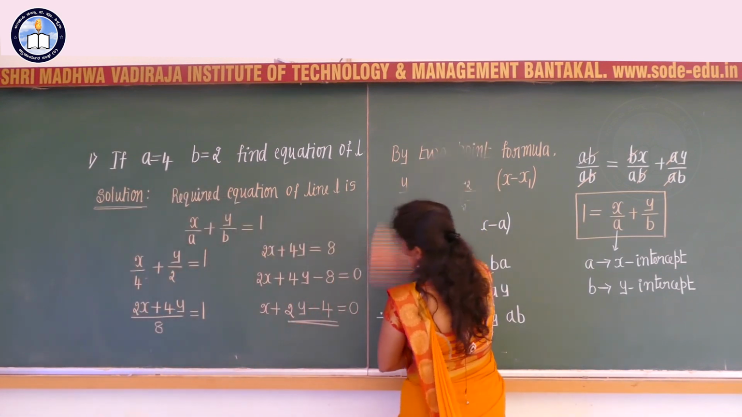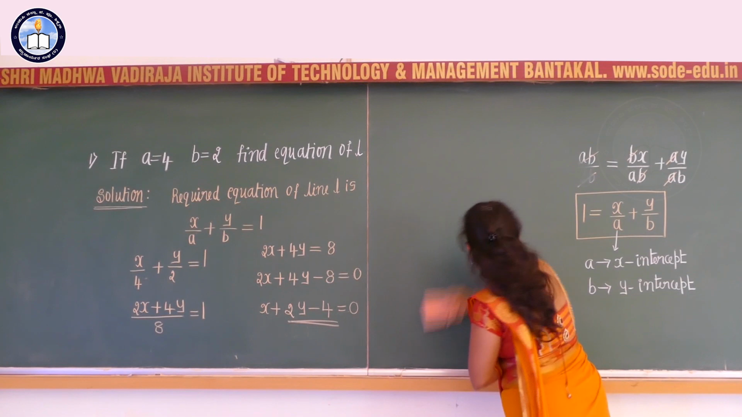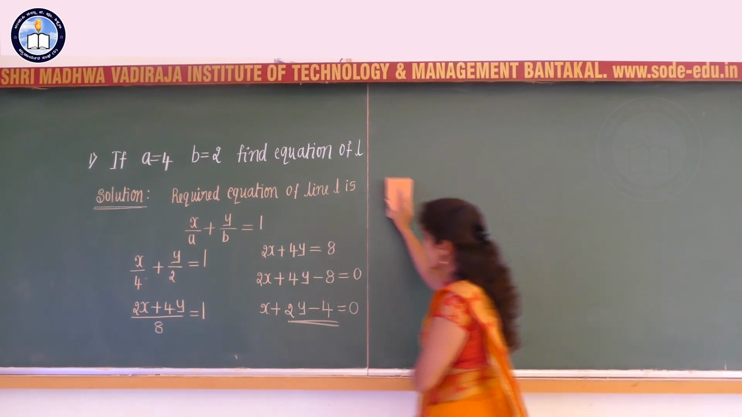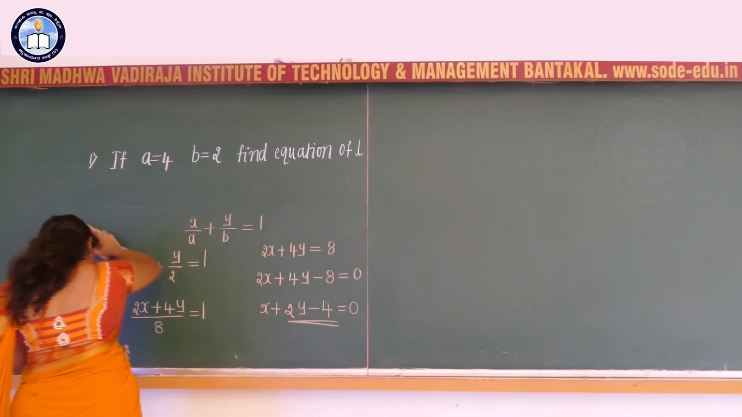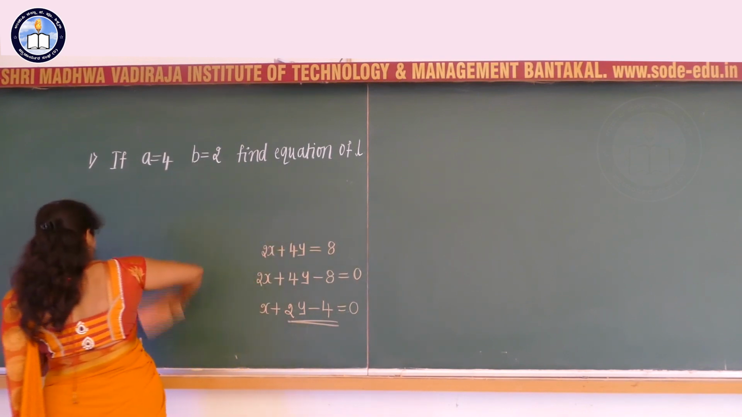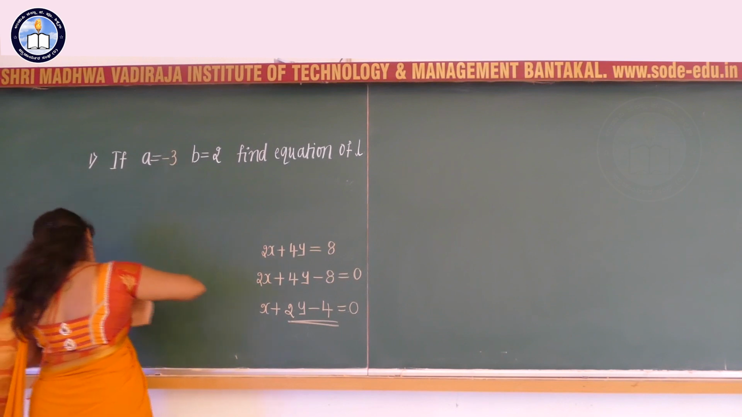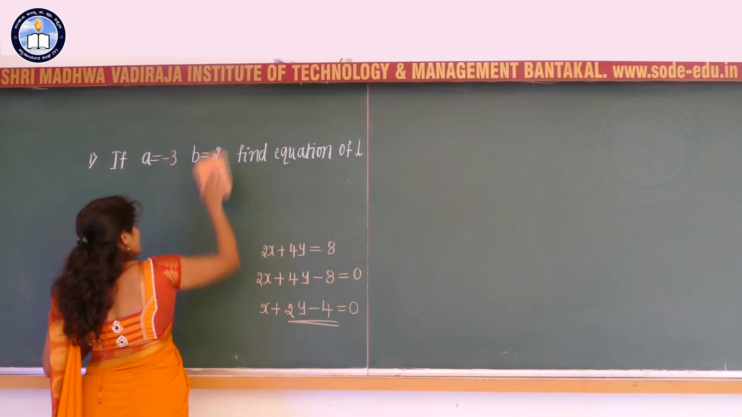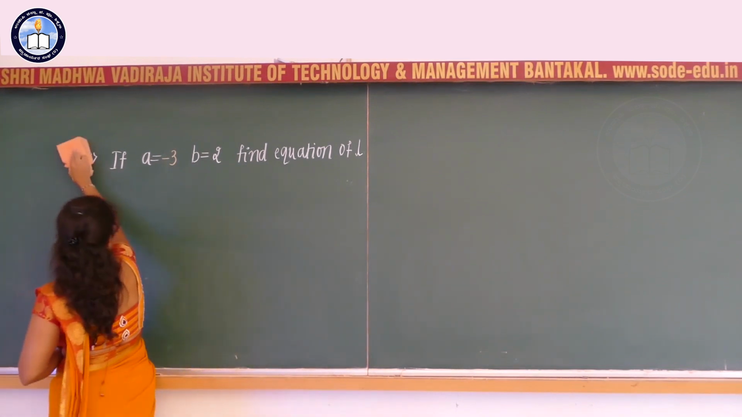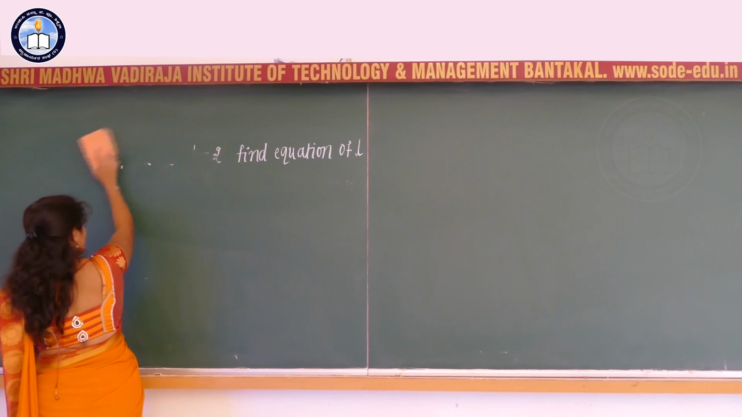Let me consider another problem, and for that problem you are going to write the solution, that is, values of A and B are given. Try to get the solution, that is, the equation of the line L. Here, if the value of A is equal to minus 3, and if the value of B is equal to plus 2, then find the equation of the line. For this question, try to write the solution, and let me continue with respect to the next form of the line.